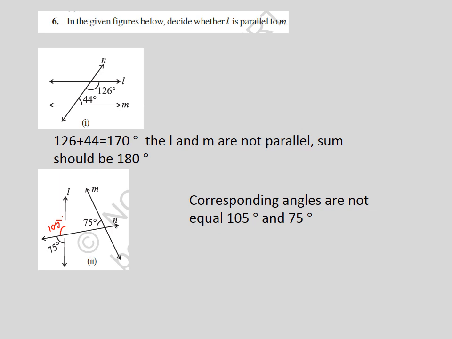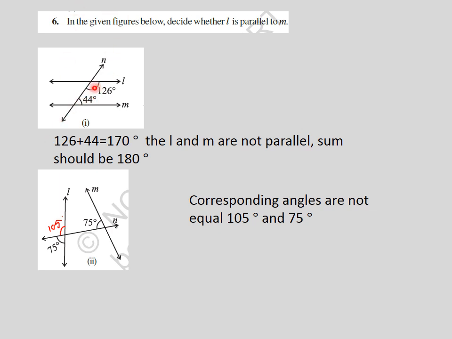Now let us go to the sixth question. In the given figures below, decide whether L is parallel to M. Okay, so what do you know if L is parallel to M? If L is parallel to M, then the corresponding angles are equal, interior angles are supplementary, and alternate interior angles are equal, isn't it? These are the three properties we know.